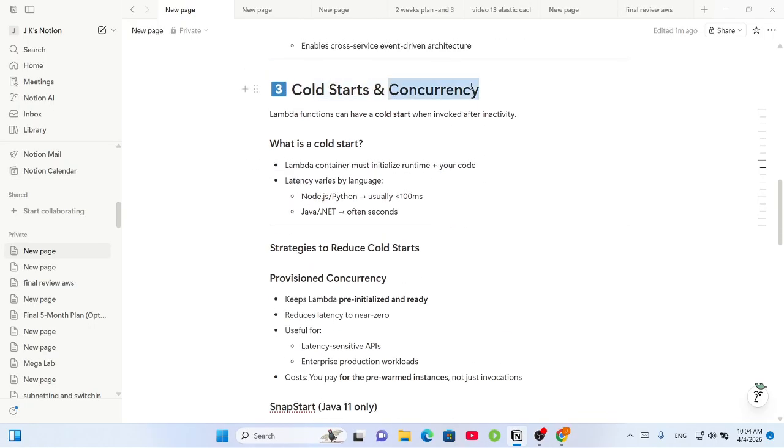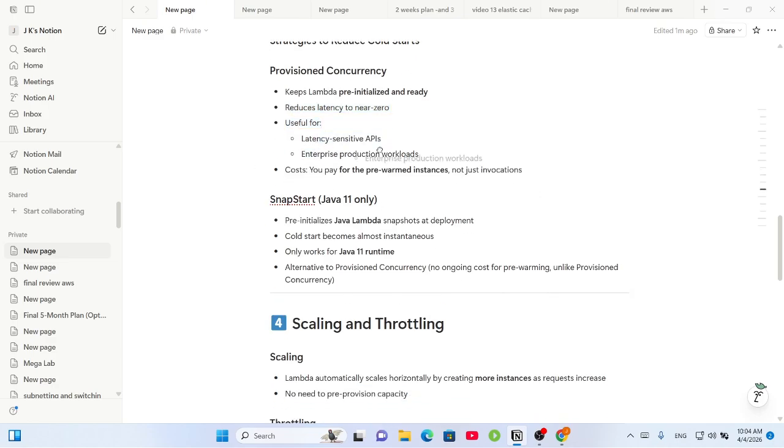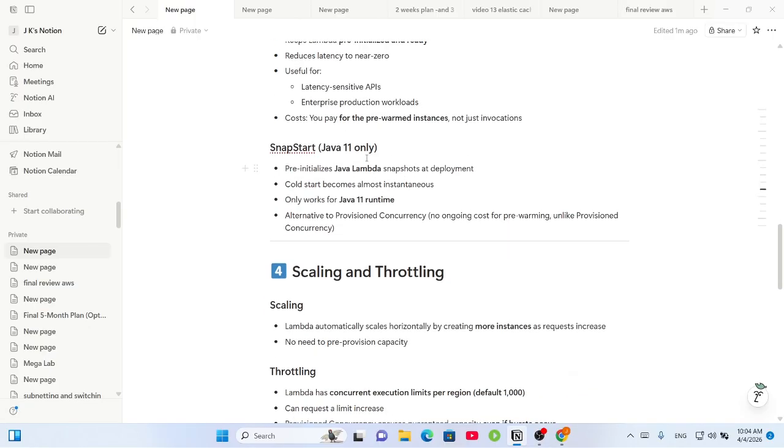And we have something called cold start and concurrency. A Lambda function can have a cold start when invoked after inactivity. The Lambda container must initialize the runtime plus your code. To reduce cold start, you can keep Lambda pre-initialized and ready with provisioned concurrency. This reduces latency to near zero and is useful for latency-sensitive APIs, enterprise production apps. You pay for pre-warmed instances. SnapStart pre-initializes a Java Lambda and takes a snapshot at deployment. Cold start becomes almost instantaneous, and it only works for the Java 11 runtime.